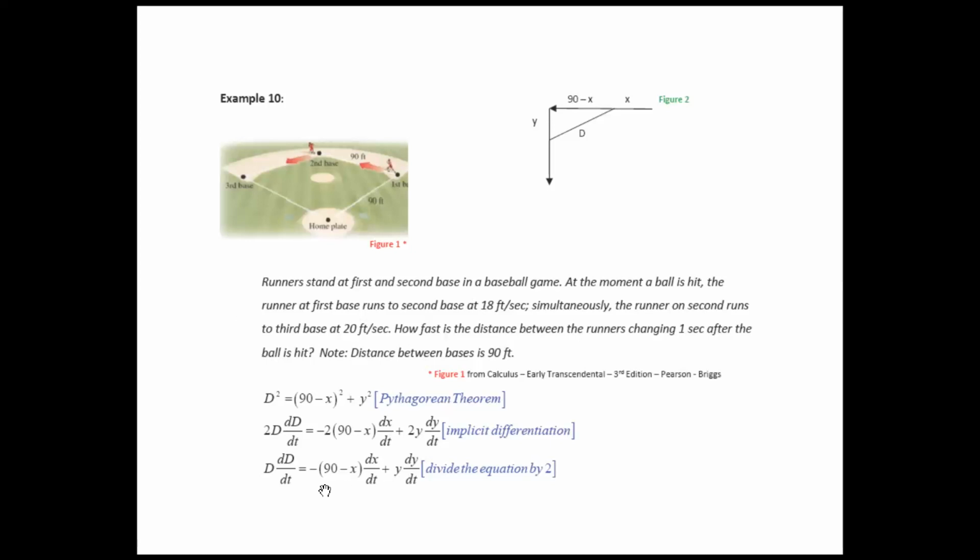Okay, so that's our equation with the derivative, and we need to find dD/dt. So we need x, we need y, we need dx/dt, we need dy/dt. Now we're given dy/dt, that's 20. We're given dx/dt, that's 18. And we're told that we're interested in it after 1 second. So after 1 second, the runner going 18 feet per second has gone 18 feet, and the one going 20 feet per second, nicely, has gone 20 feet.